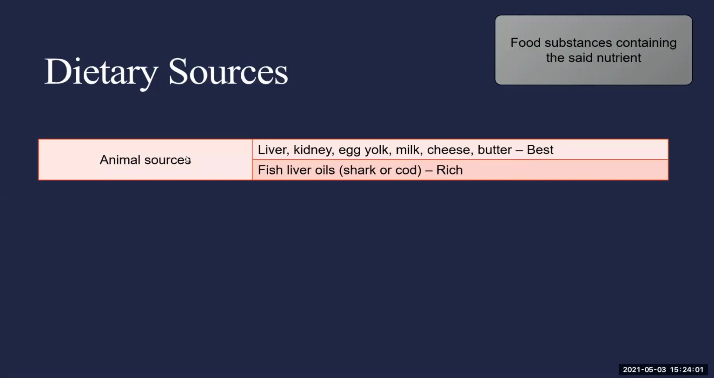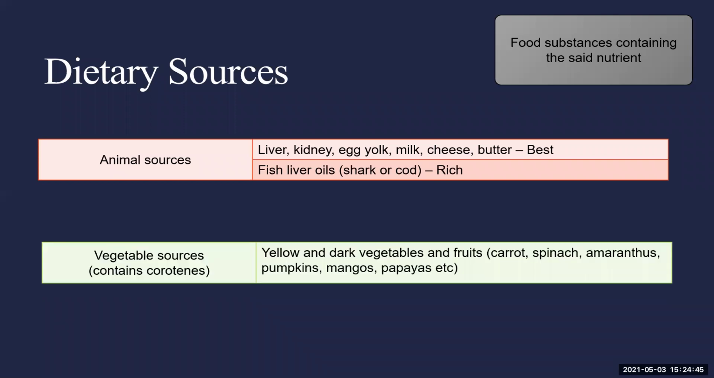Animal sources are very good because out of four vitamins, three vitamins will be found in animal sources, only one is present in vegetarian or plant sources. So here, liver, kidney, egg yolk, milk, cheese, and butter are best sources. Why best? Because all these foods contain the highest concentration of vitamin A compared to other food materials. Liver oils, fish liver oils, shark liver oil, or cod liver oil will have a rich concentration of vitamin A.